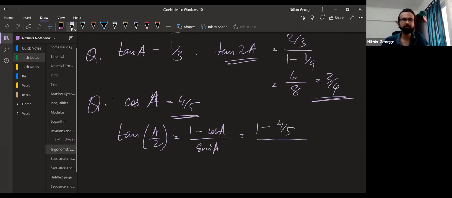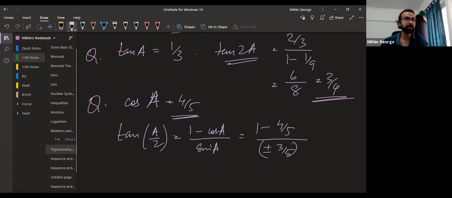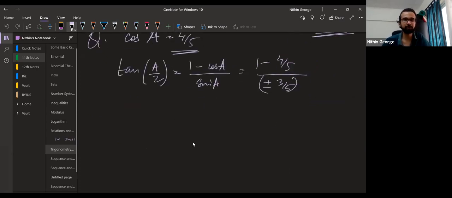1 minus 4 by 5 will be 1 minus cos A. What about sin A? What's the value of sin A? 3 by 5. Plus or minus, don't forget. It can be either of those. It's not given to me that A is a first quadrant angle. If that was the case, then it would have been plus 3 by 5 alone. It can be both right now, so be careful of that. Alright, guys? You get plus or minus 1 by 3 as your final answer. Yes, plus or minus 1 by 3 is the final answer. Alright, guys?